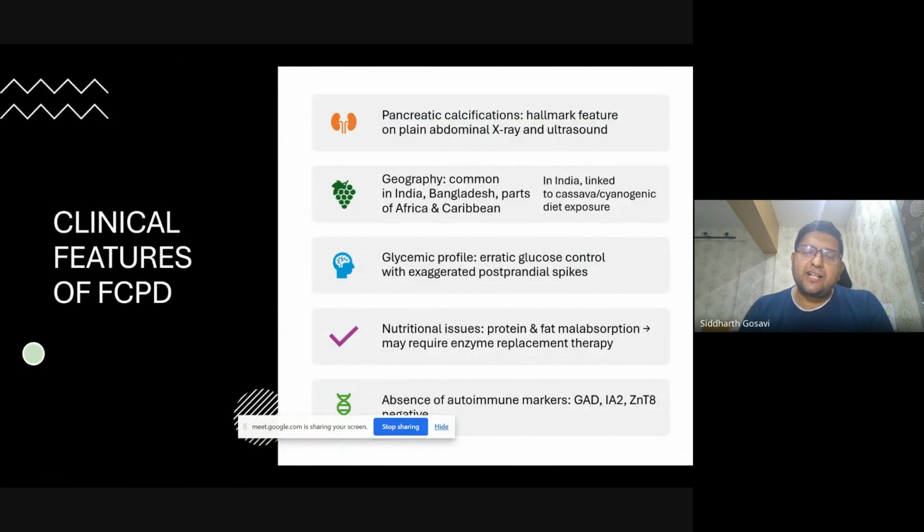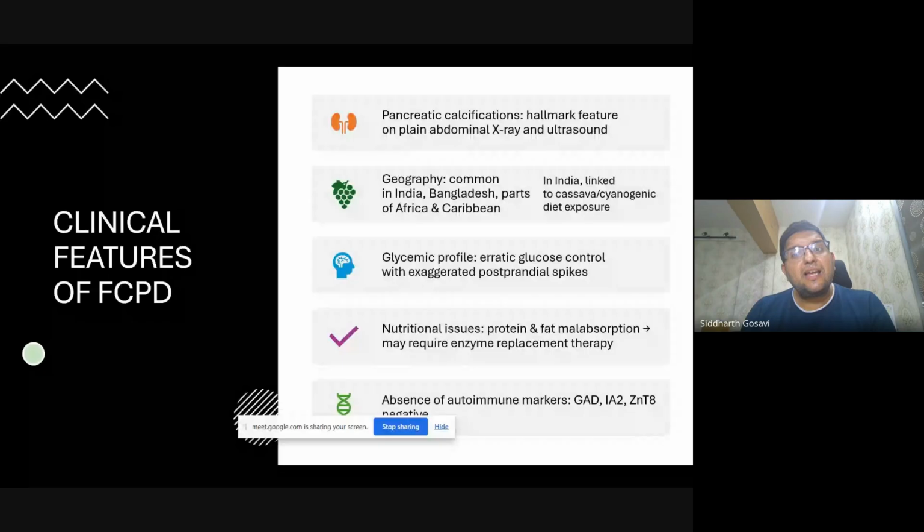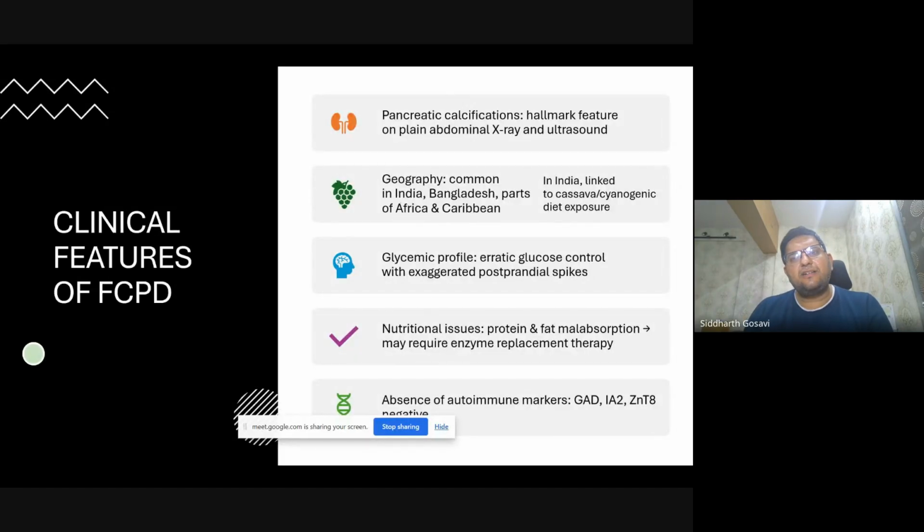So the clinical features, there'll be a lot of abdominal pain, as I mentioned. So when we do an ultrasound or a plain abdominal X-ray, and in some cases, we even go for the CECT, contrast enhanced CT abdomen and pelvis, we look for the pancreatic calcifications. Very common in India, Bangladesh, and parts of Africa and Caribbean. As I said before, linked to cassava or cyanogenic diet exposure.